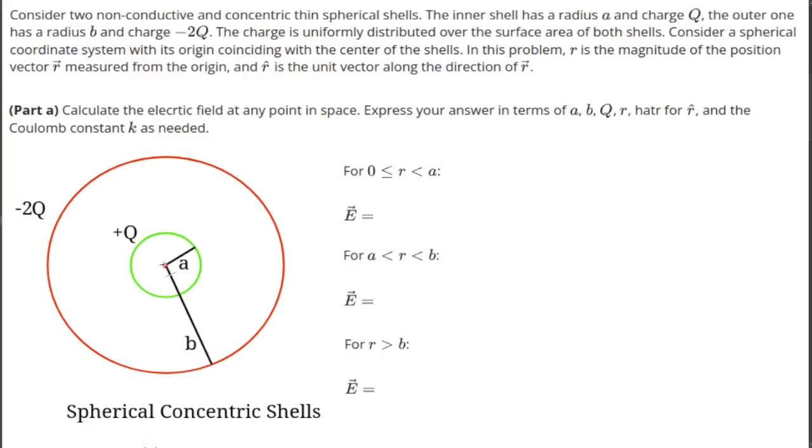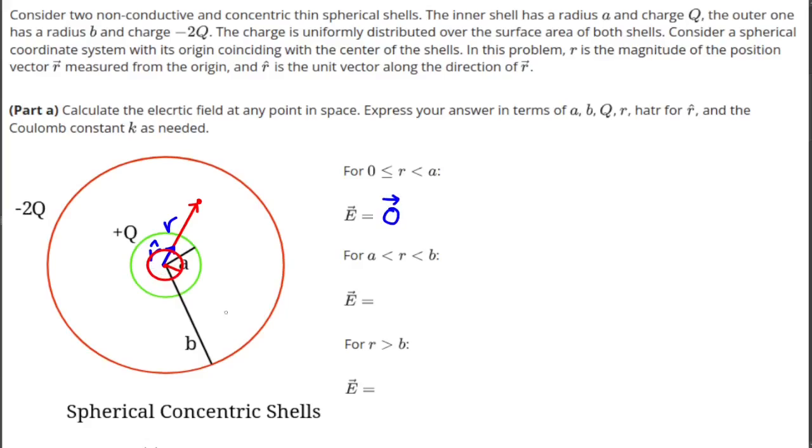So we have a position vector to some point being described by a magnitude r and a unit direction vector r hat. Calculate the electric field at any point in space. So constructing a Gaussian surface where r is less than a, we'll take a spherical surface which has a radius r. The electric flux through this surface is equal to the enclosed charge on the permittivity of free space. There's no enclosed charge, and therefore the electric field is 0.